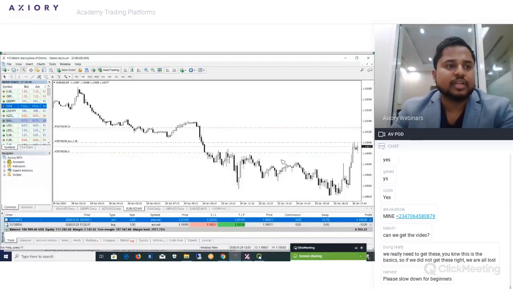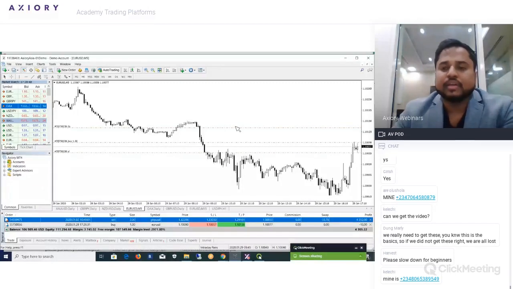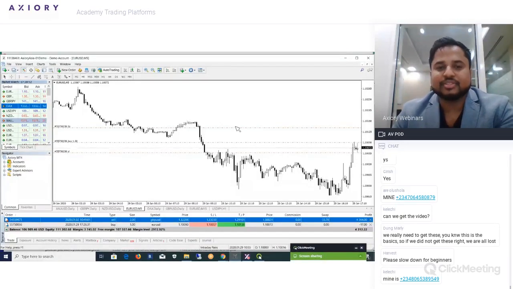So MT4 is a very user-friendly platform. It is a very old platform which I have been using for many years. And most of the traders in this industry have been using MT4 for many years.